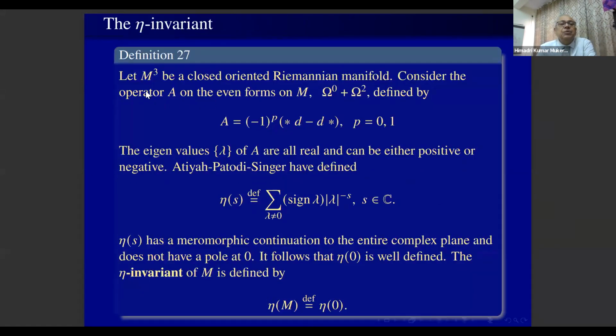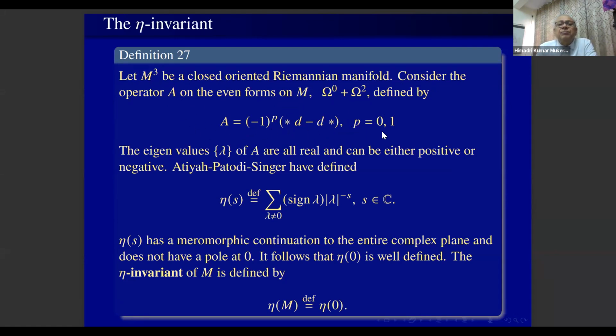So now this is the last one. I think I will complete in 1 minute. Let M3 be a closed oriented Riemannian manifold. Consider the operator A on the even forms on M. Even forms will be like this. There are three manifolds, so there are only omega 0, omega 1, omega 2, omega 3. And these are the Hodge star operators, which are some kind of duality operator in differential forms.